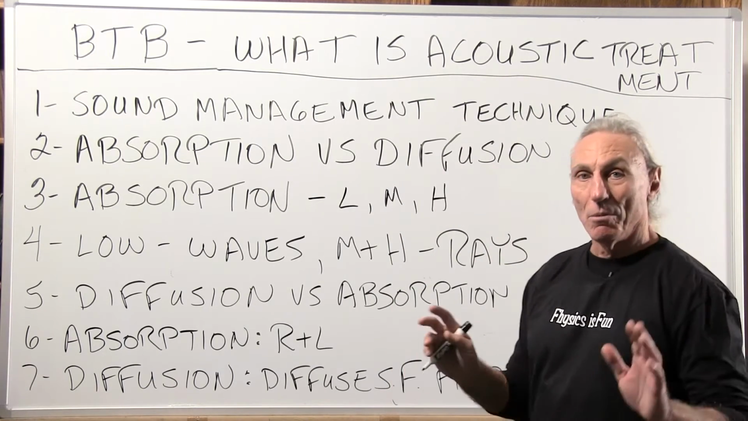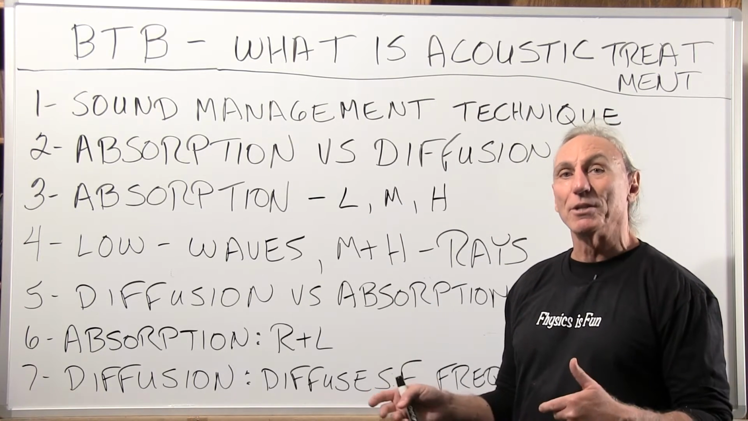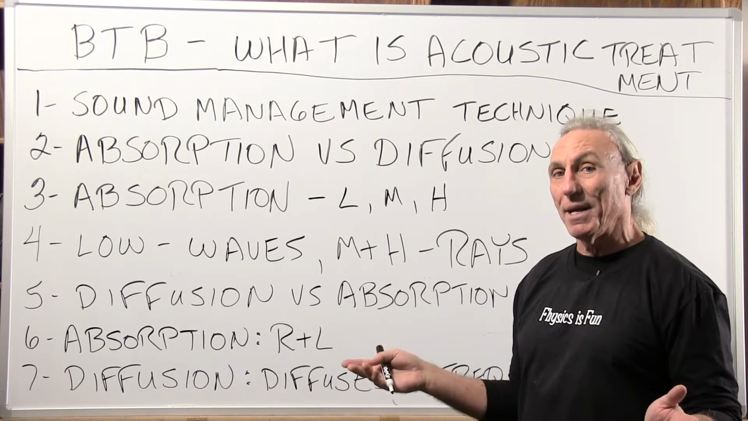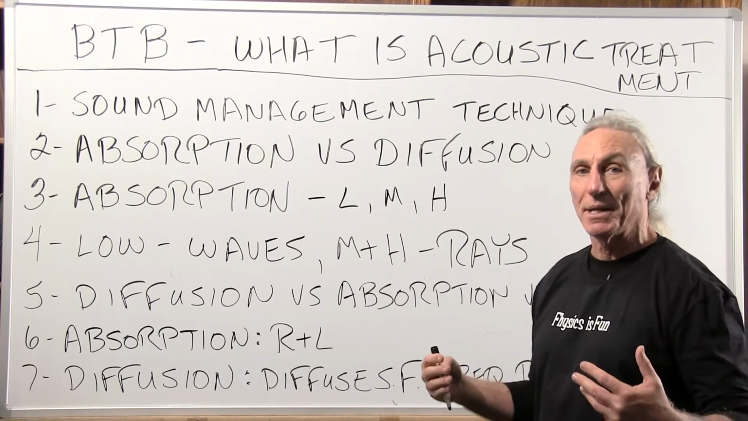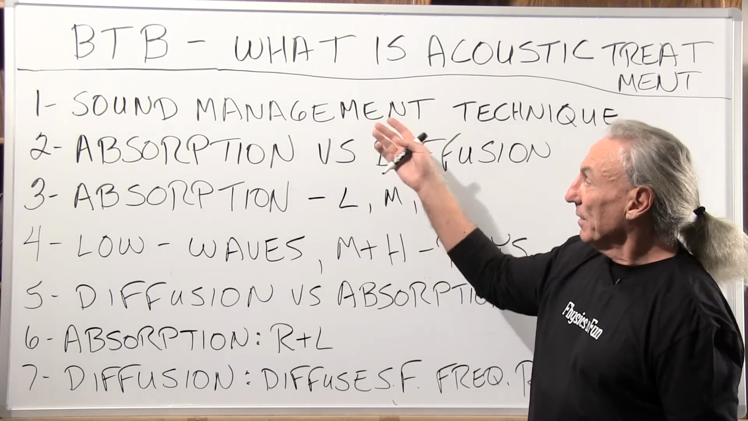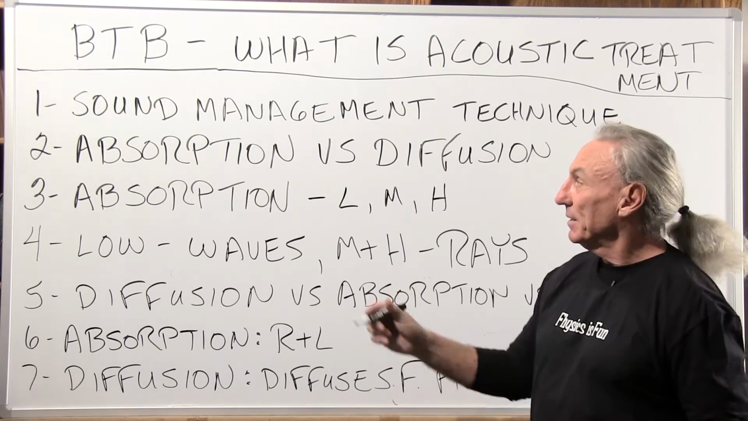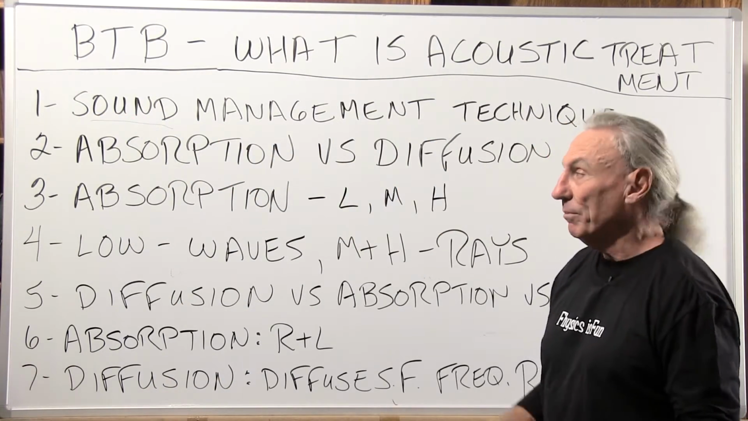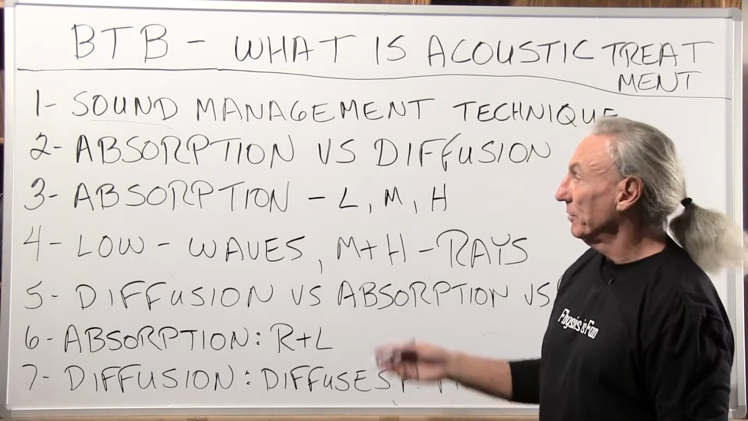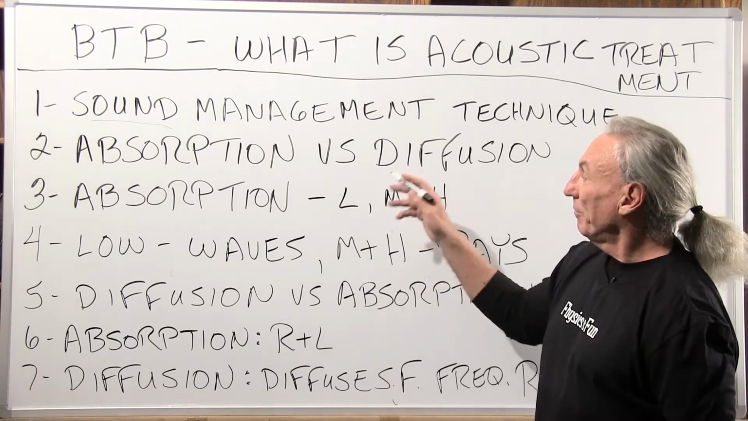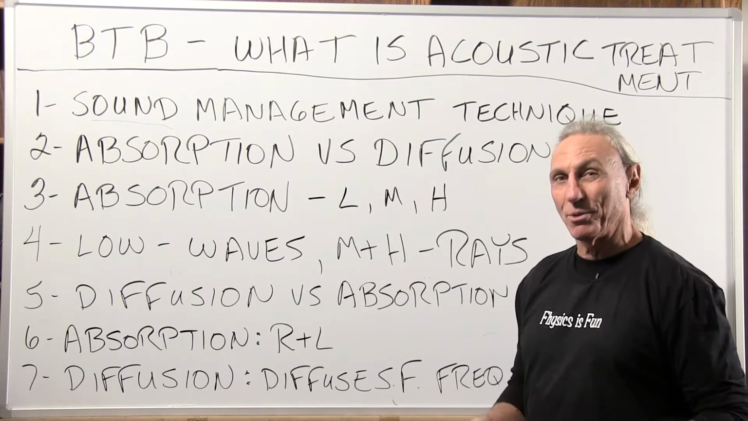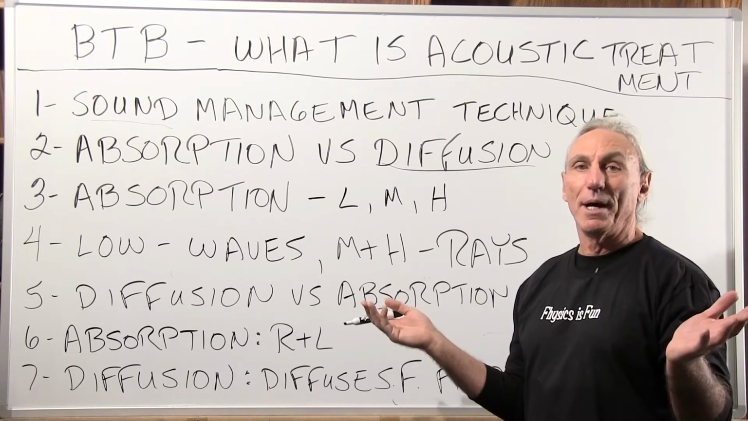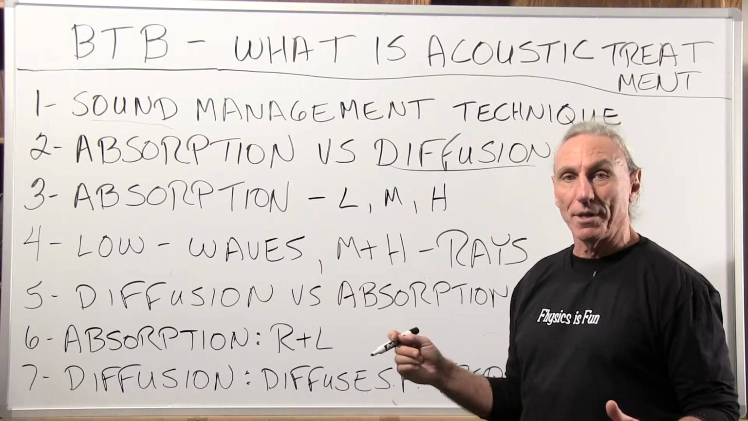Today we're going to get back to the basics of what acoustic treatment is. It's a sound management technique. Let's step back, take a deep breath, and realize that diffusion and absorption are techniques that we use to manage sound. If we have too much sound, we want to reduce it, so we use absorption. If we have too little sound, so to speak, it's too dead, we can add diffusion in the room to open it up. So one can compensate for the other.